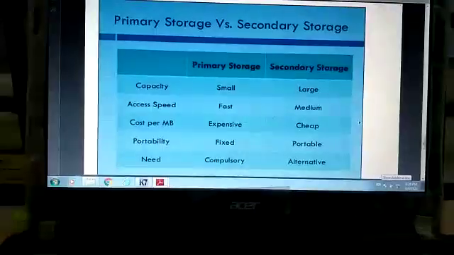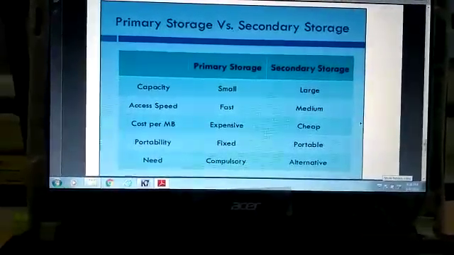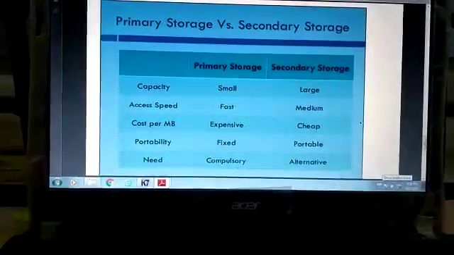Primary is a need. It's compulsory. It's essential to have it in our system. Secondary is our choice. It's an alternative.